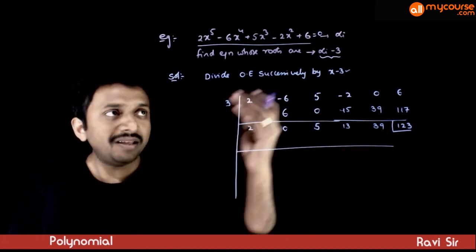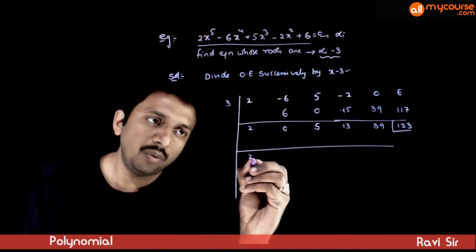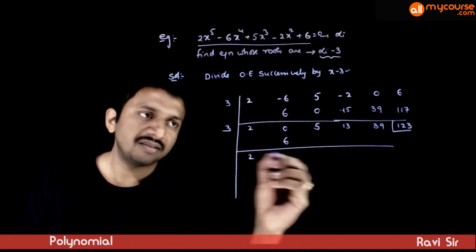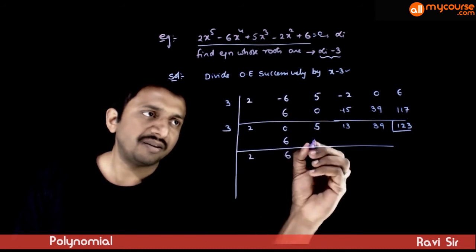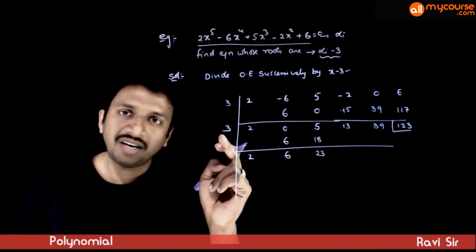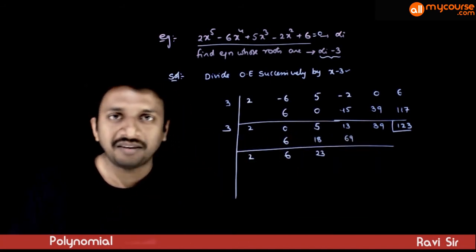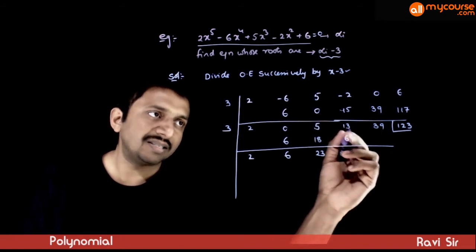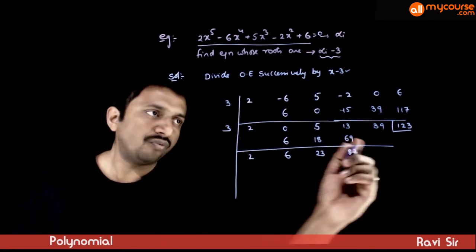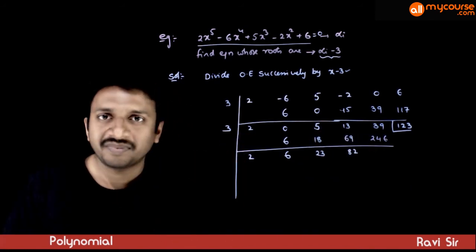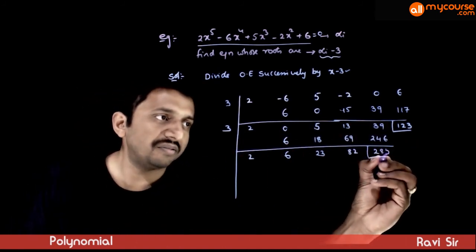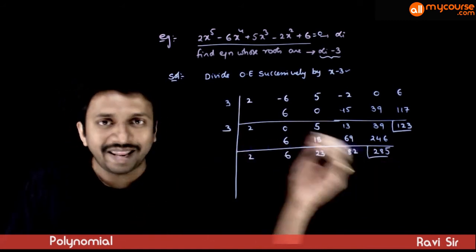Let us again divide by x minus 3. So you have a 2 here. Let us write a 3 again. So 2 3s are 6. So you get a 6. 6 3s are 18. 18 plus 5 is 23. 23 into 3 is 69. 69 plus 13 is 82. And 82 into 3, 246. So 246 plus 39, we get 285. We got the next coefficient.